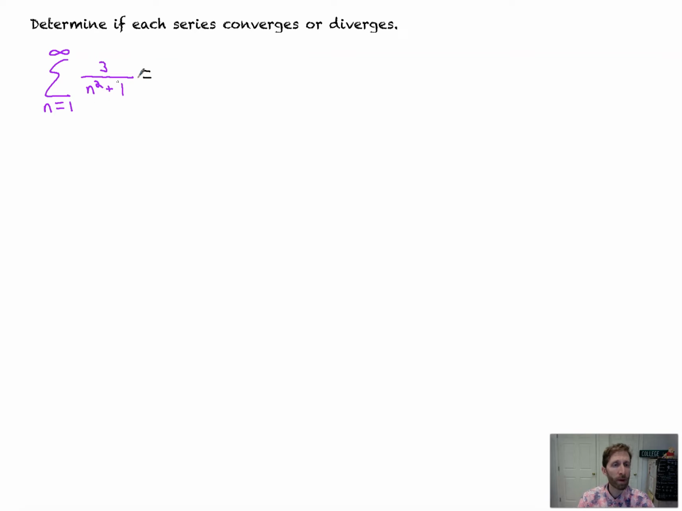So if I plug in 1, I get 3 over 1 squared plus 1, which is 2. Then I'll plug in 2. I'll get 3 over 2 squared plus 1, which is 5, plus 3 over 3 squared plus 1, which is 10, plus 3 over, and I think we get the picture. We're going up by 7 this time: 4 squared plus 1 is 17, and so on and so forth until we get to our nth term.